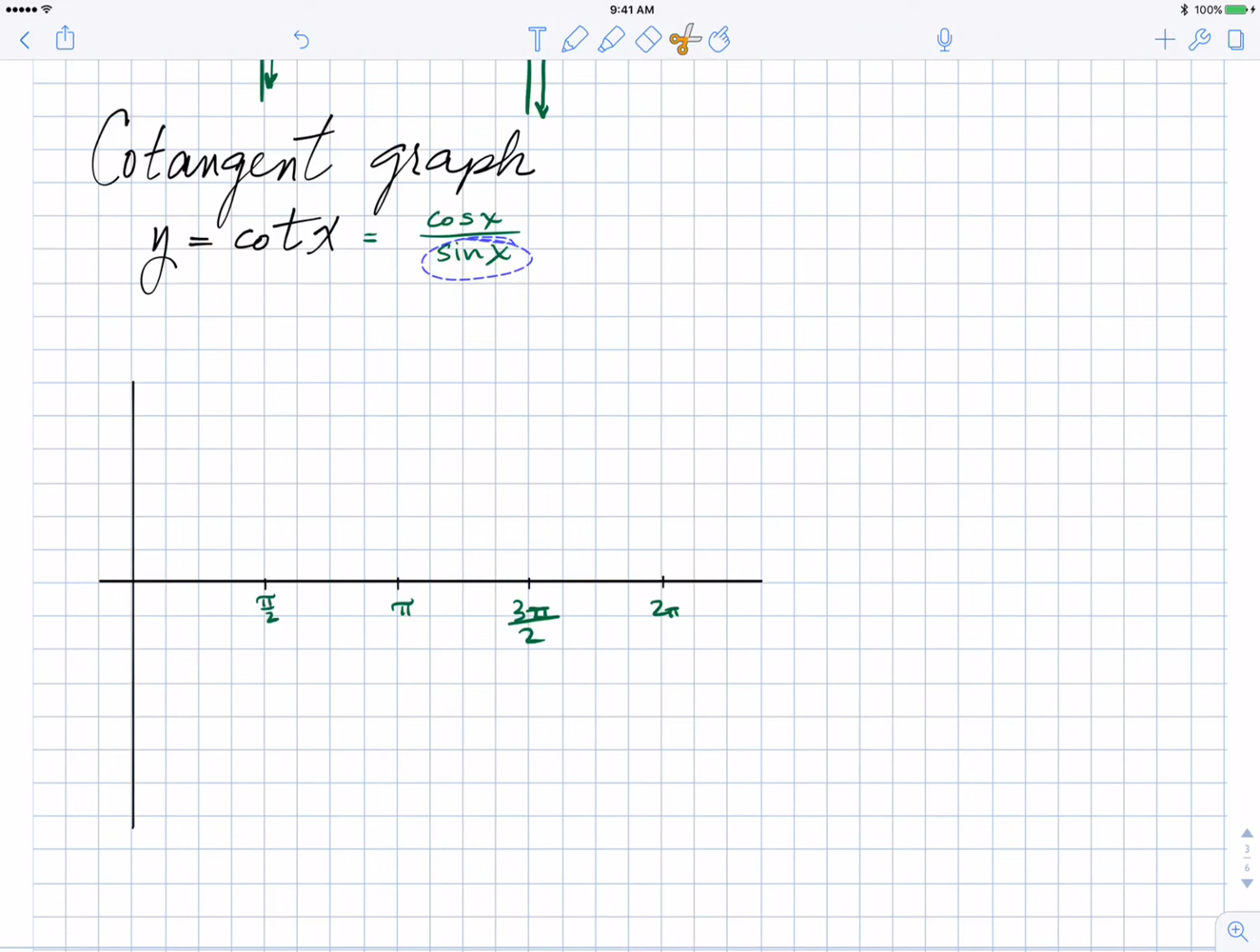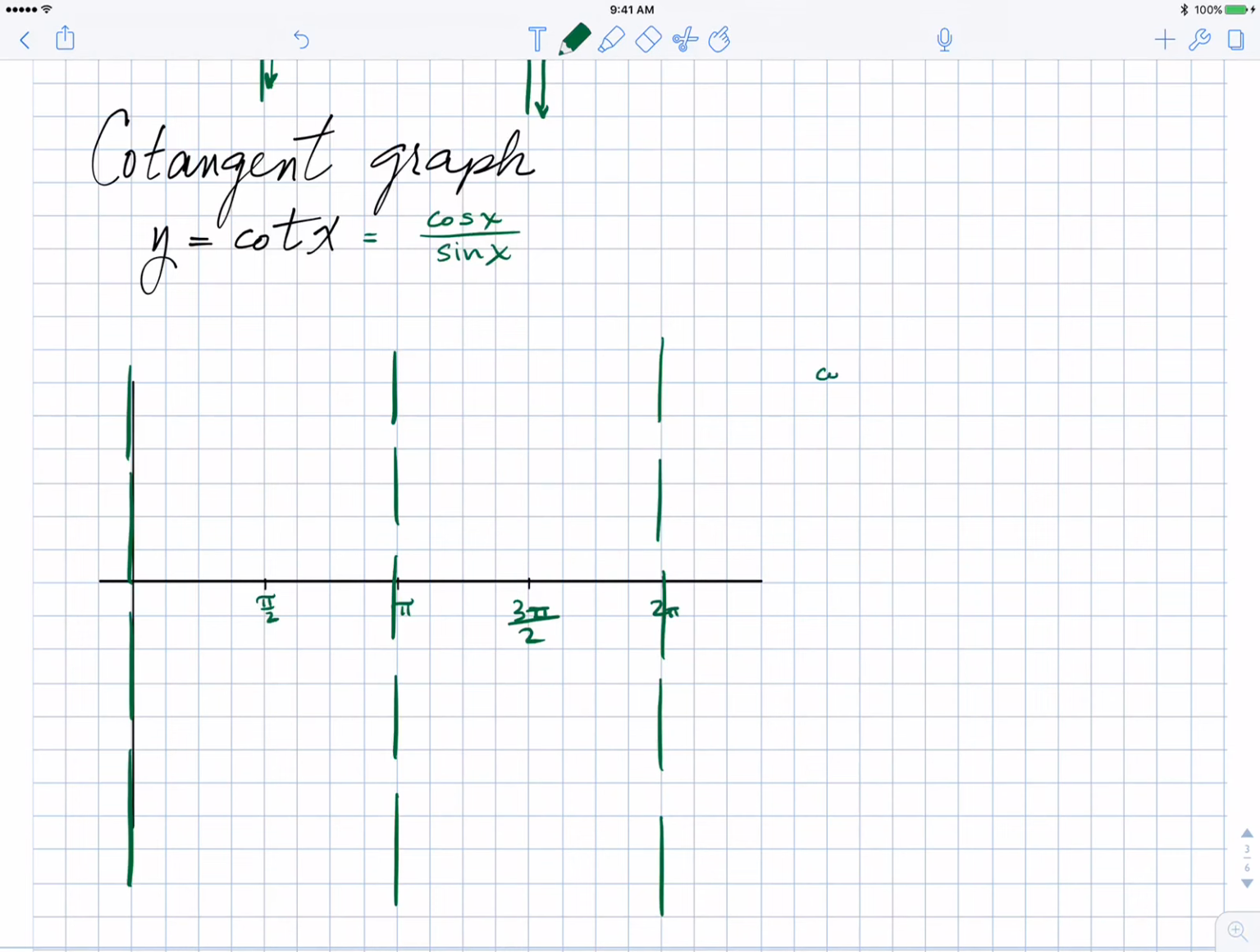Where is my sine value equal to 0? Where is my y value equal to 0? Well, I know that the y value is equal to 0 at 0. I'm going to have an asymptote at 0 or on the y-axis. The next time my y value is 0, if you're looking at the unit circle, is at pi. And then the last time is at 2 pi. So I have asymptotes at the beginning, the middle, and the ending.